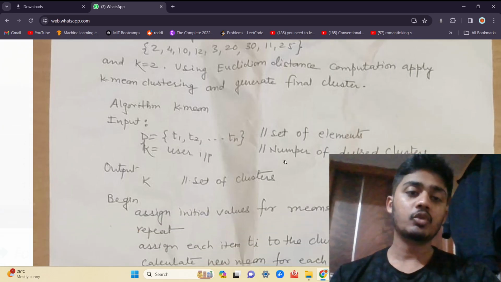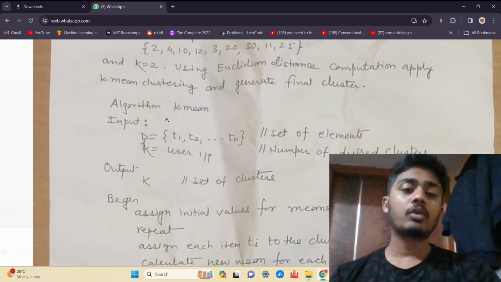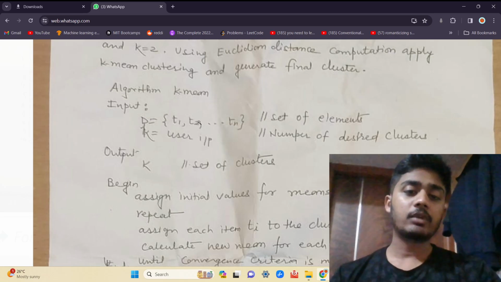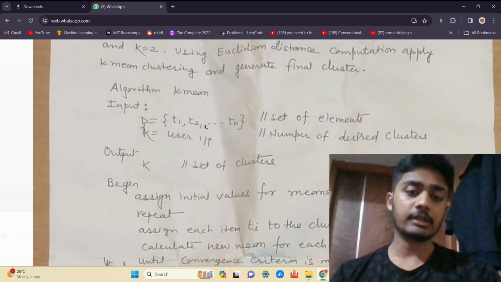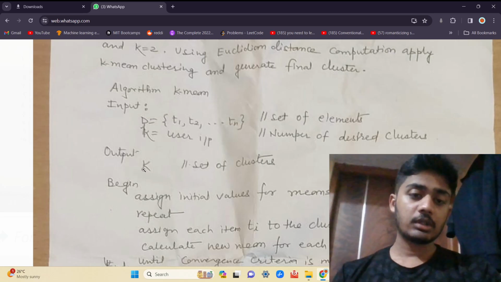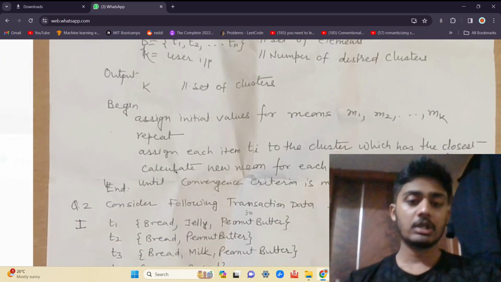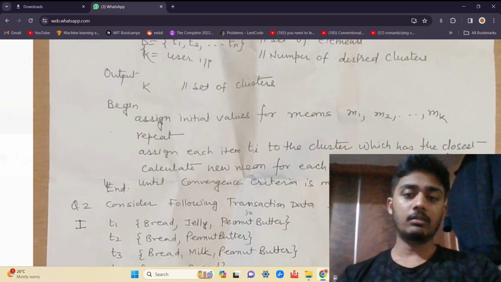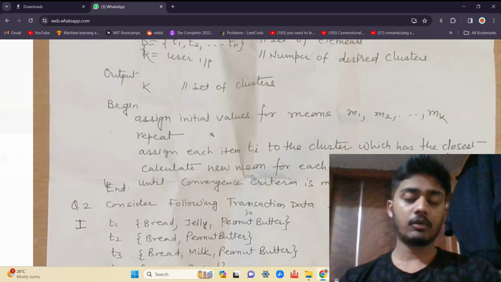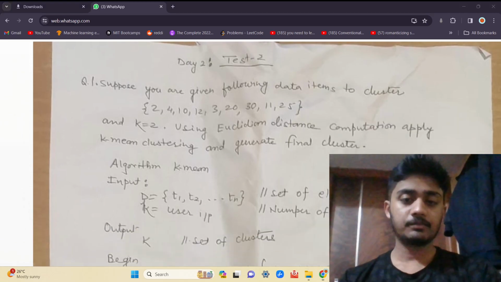So this is the question. We have to form two clusters using the k-means clustering method, and the algorithm is also given. The input is the data set t1, t2, and so on, and k is the user input, the desired number of clusters. The output will also be k clusters. This is the algorithm that we have to follow for solving the question. So let's see the solution.